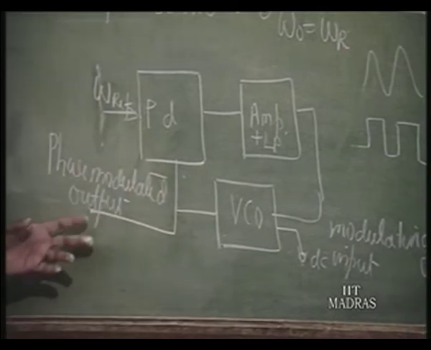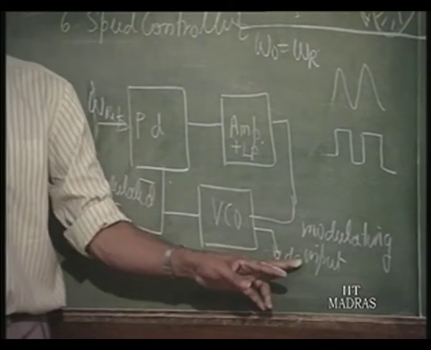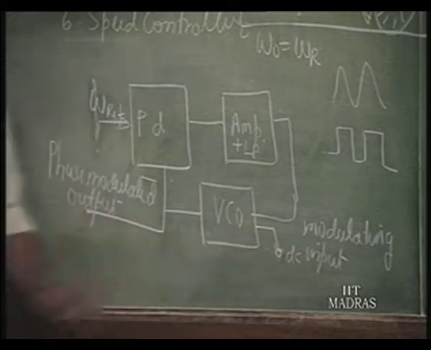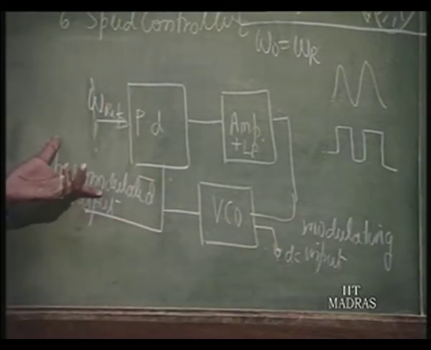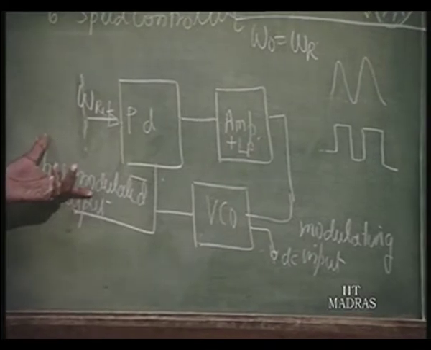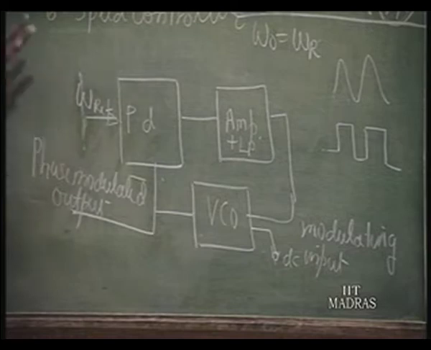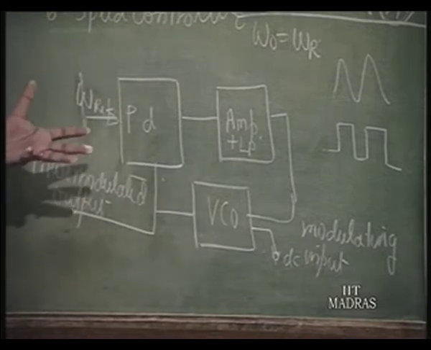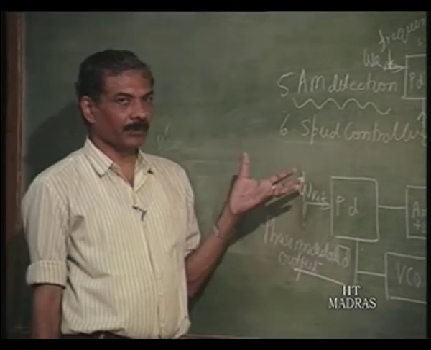Because this phase will change around 90 degrees, based on the DC modulating input here. So, this is a unique circuit where I can directly achieve phase modulation rather than frequency modulation. Frequency modulation you can directly achieve by applying the modulating frequency to the VCO input.